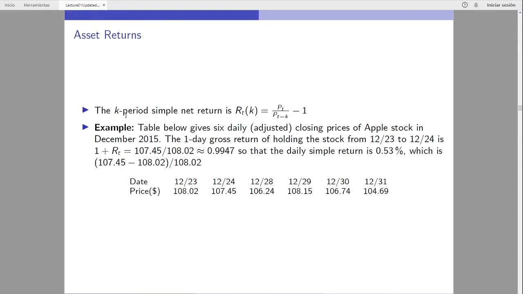This is how k period simple net return is measured: P_t divided by P_{t-k}, minus 1. And in this example, we see daily closing prices of Apple stock in December 2015. The one-day gross return from the 23rd to the 24th of December is basically the ratio between the prices. So the daily simple return is this, 0.53%.